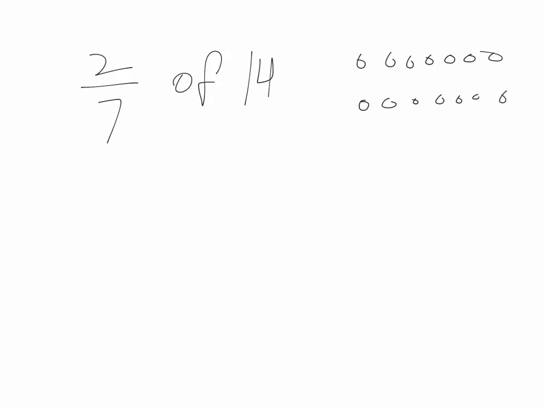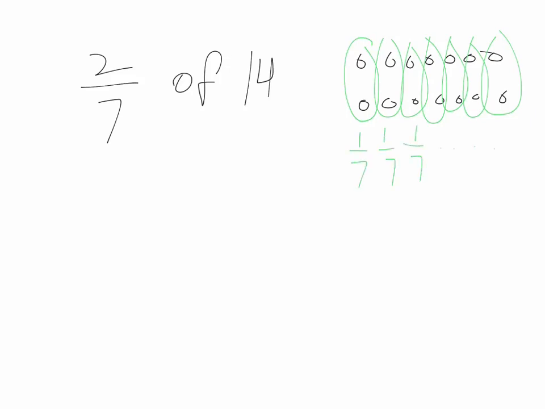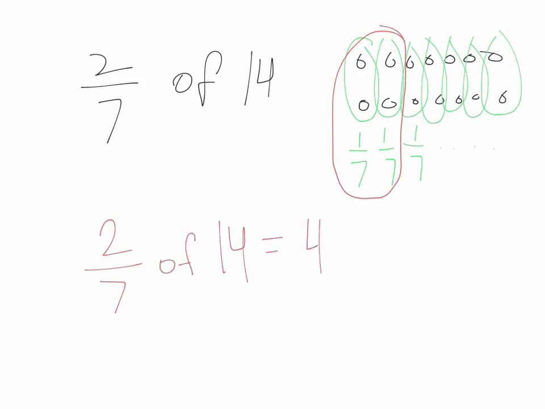Let's do a couple more. Let's try 2/7 of 14. 1, 2, 3, 4, 5, 6, 7, 8, 9, 10, 11, 12, 13, 14. Okay. Well, 7ths means these are divided into 7 equal groups. So let's find it. 1, 2, 3, 4, 5, 6, 7. So this is 1/7, another 7th, another 7th, and so forth. Well, I'm only looking for 2 of them. So I'm going to circle those. So that means 2/7 of 14 is equal to 4.